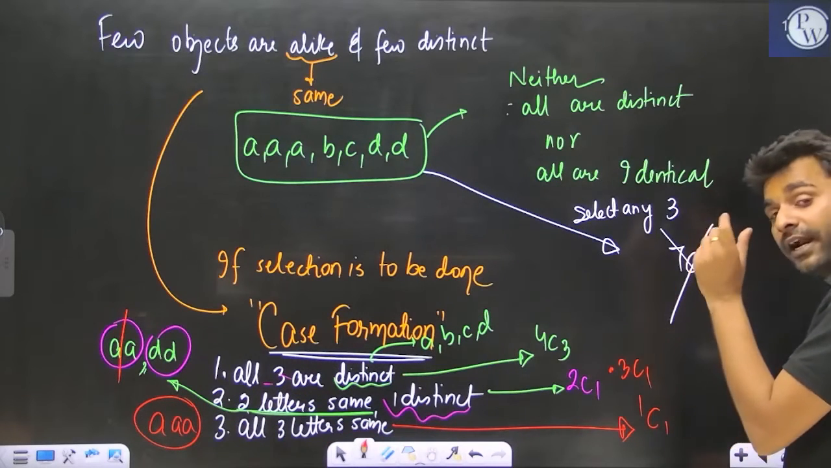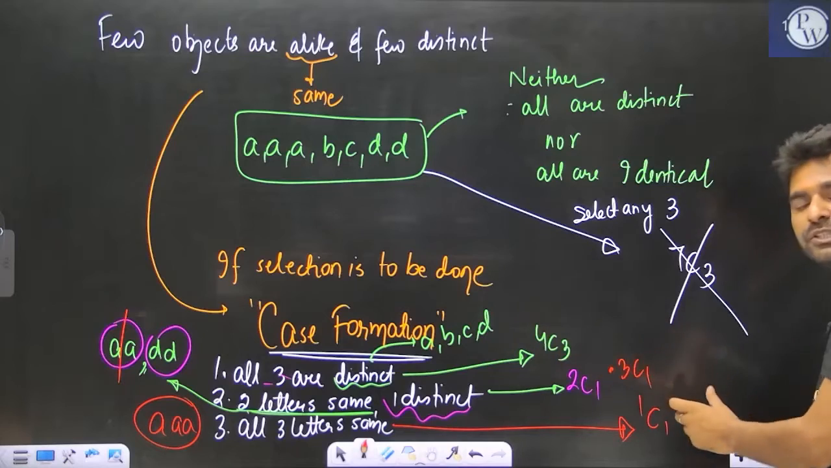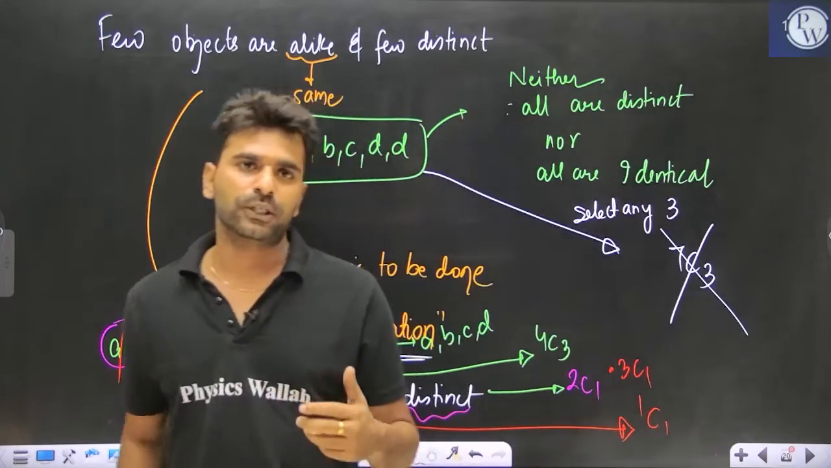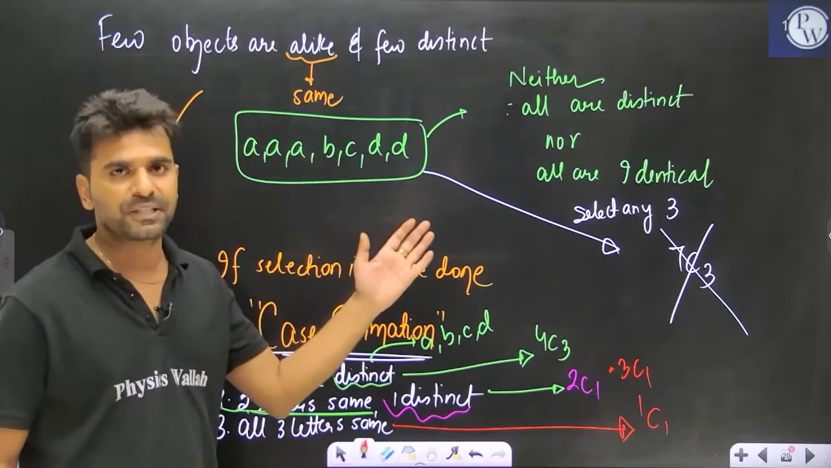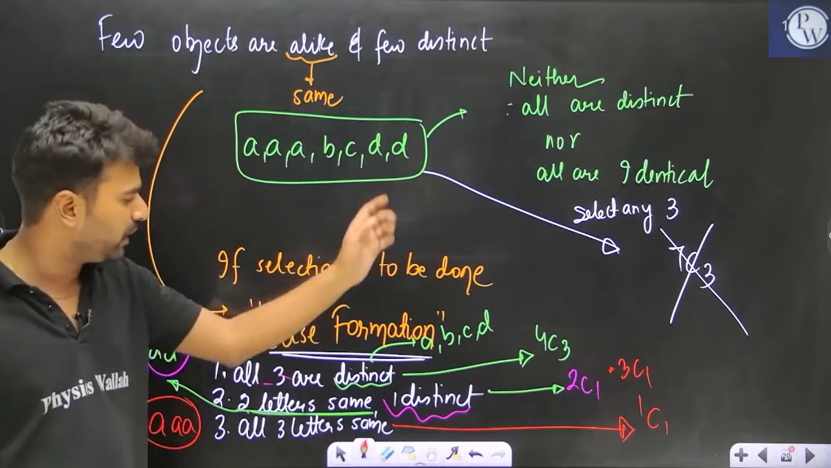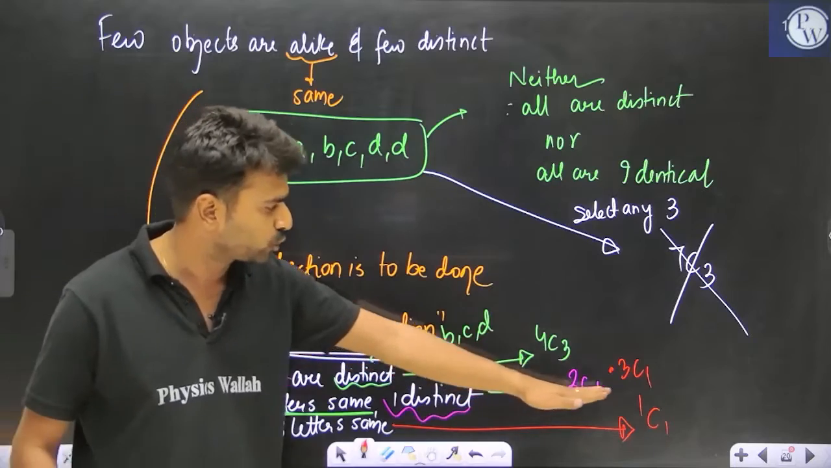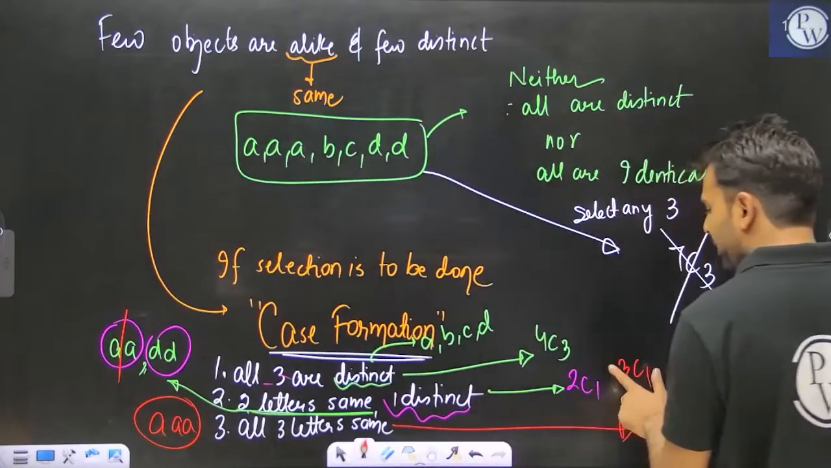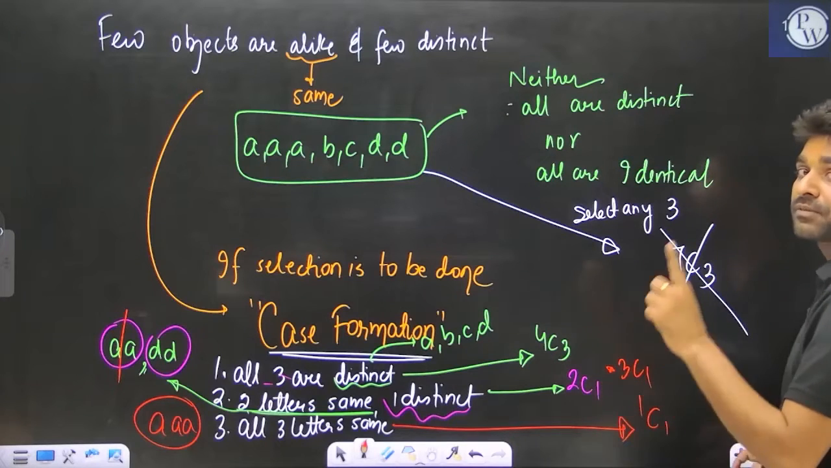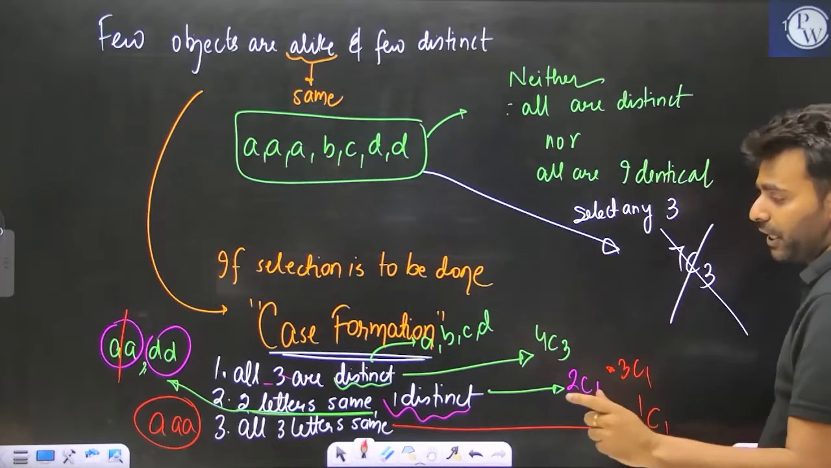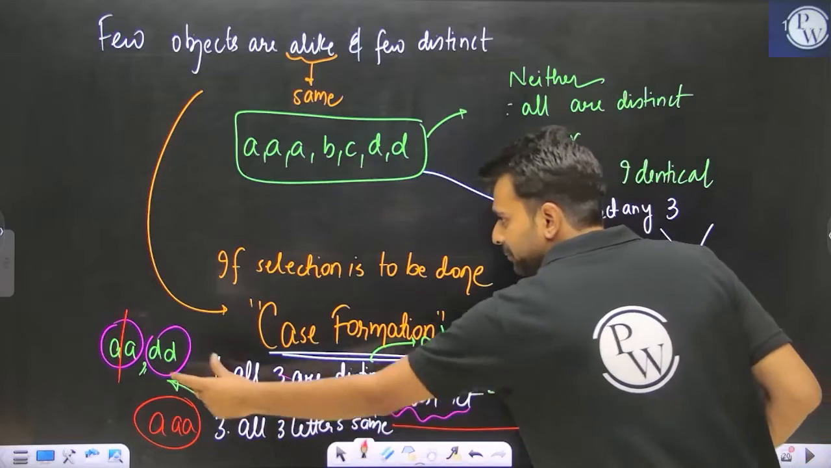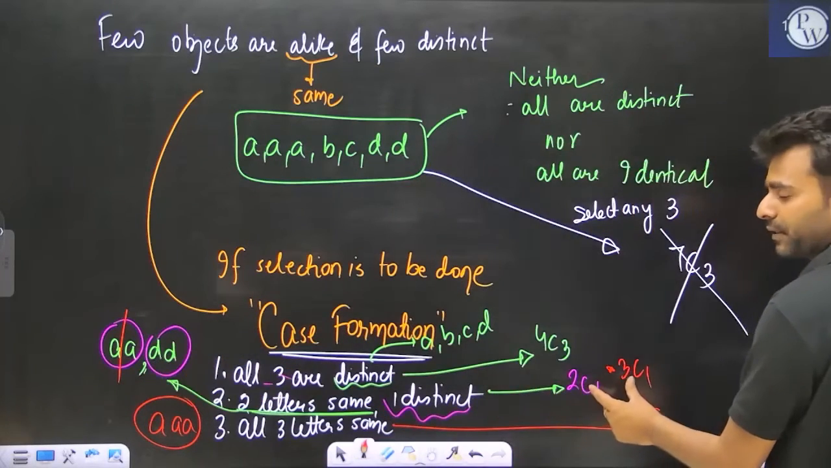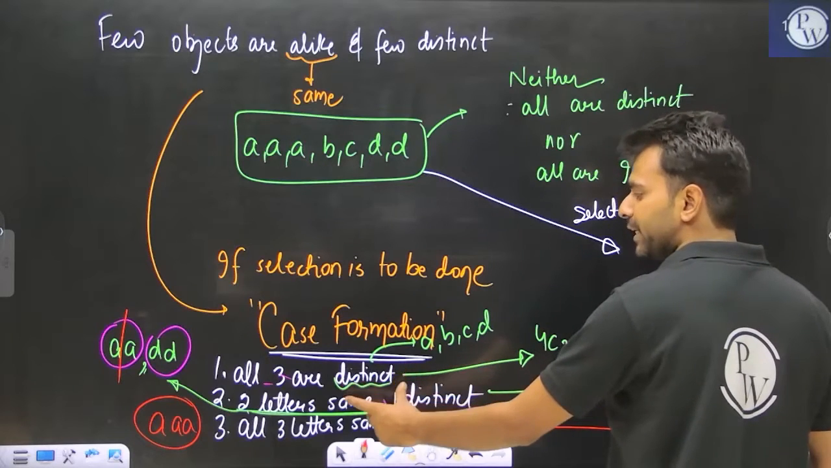So understand, these were the case formations, and now if we add these cases, we are going to get our answer. So the total number of ways in which 3 objects can be selected from these available is 4C3 plus 2C1 into 3C1 plus 1C1. Here we have multiplied. Why we have multiplied here in the second case is because we needed to select 3 objects. 2 letters must be same. So we have taken any one bundle out of these 2, so 2C1. And then the third letter was also needed to be selected.